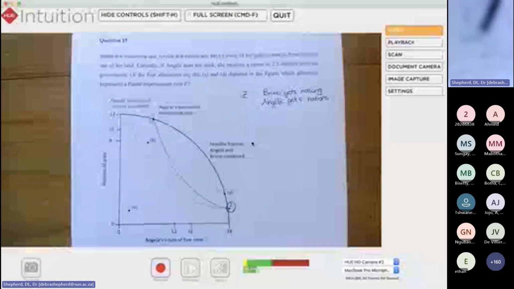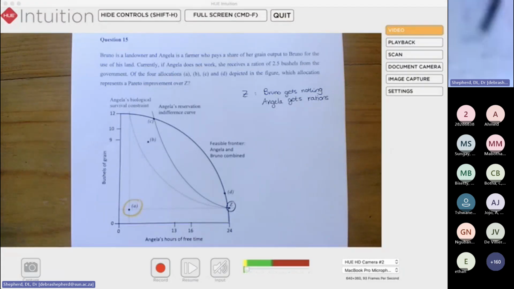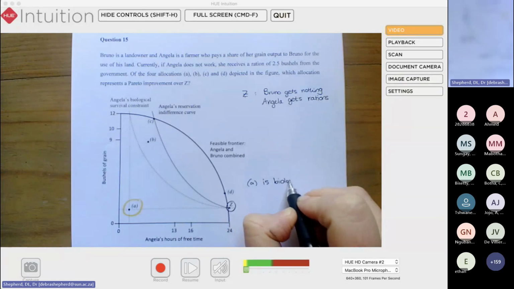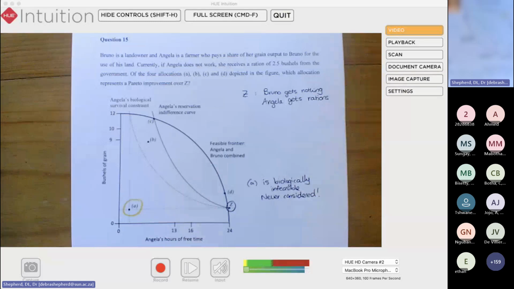So let's look first at allocation A. How would we define an allocation like A? What type of allocation is A? What name would we give to it? Yes, A is biologically infeasible. Okay, so taking that into consideration, would A ever be an outcome in this voluntary exchange? Would A ever even be on the table? No. Okay, so A is biologically infeasible. It would never be considered. So we can immediately eliminate A as a Pareto improvement over Z.